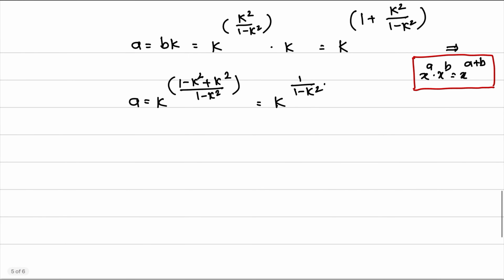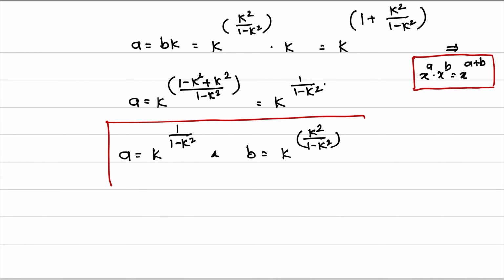That means ultimately what are the values we have got? a is equal to k to the power of 1 by 1 minus k square and b is equal to k to the power of k square by 1 minus k square. These are the two equations we have got, a and b.